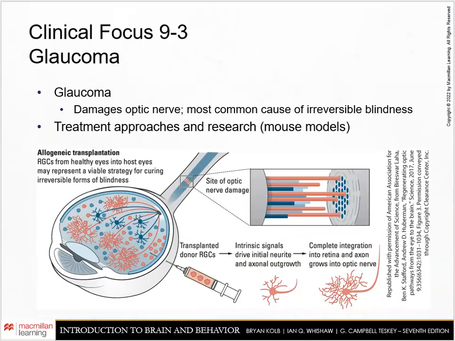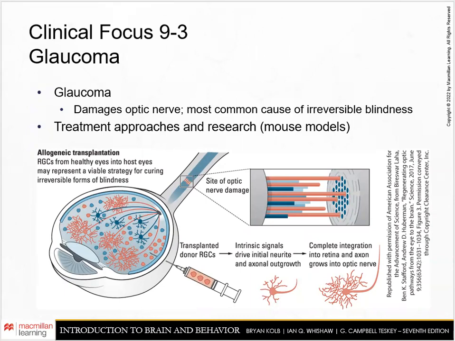Now, glaucoma. You may have heard of this. Glaucoma damages the optic nerve and it's the most common cause of irreversible blindness. Treatment approaches and research does exist that's going on right now. It's important to think about with this.